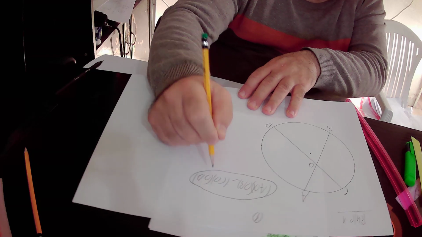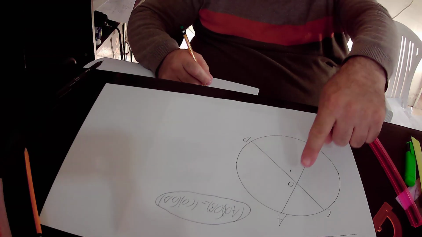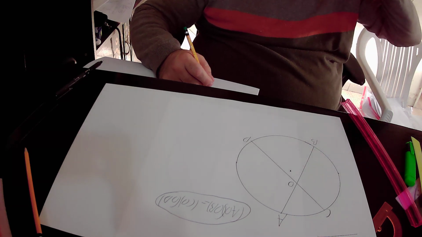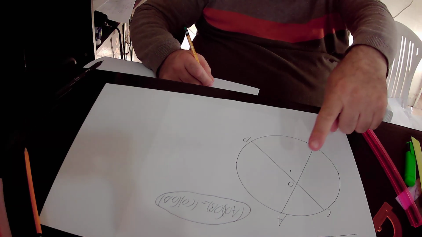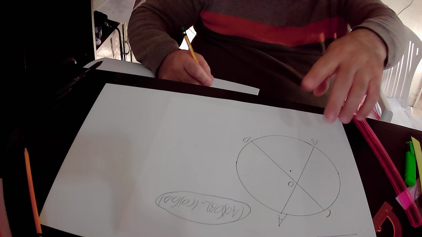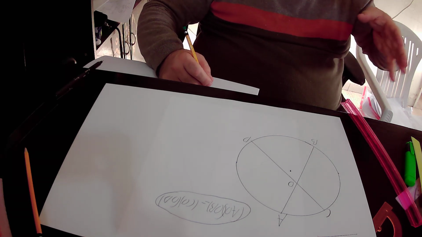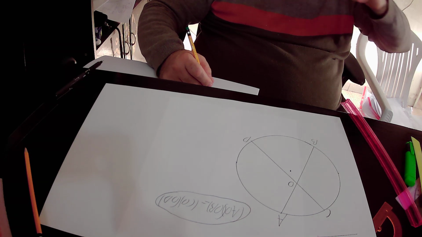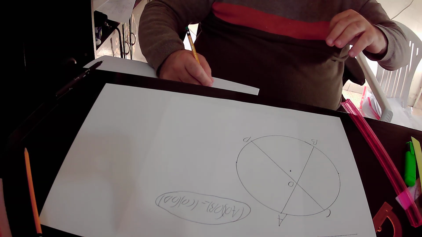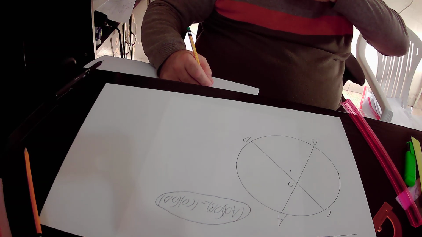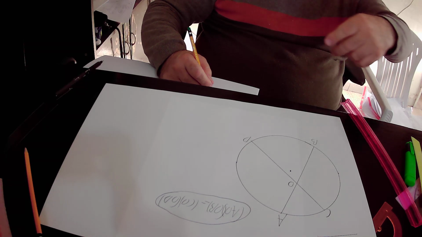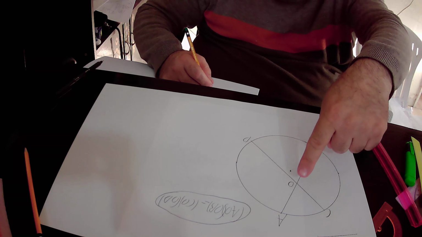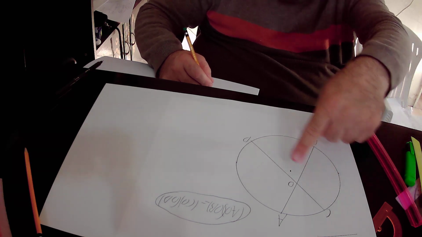I'll repeat again. If chord AB intersects with chord CD at point O, point O is the intersection point of chord AB with chord CD, and I must emphasize that the intersection point must be inside the circle, not outside the circle. So if chord AB intersects with chord CD at point O, then AO times OB equals CO times OD.